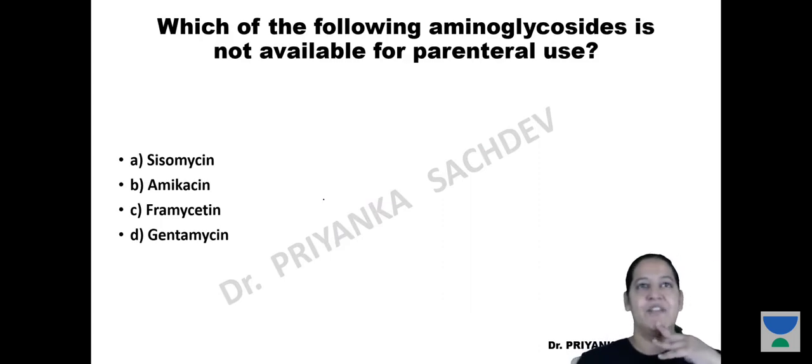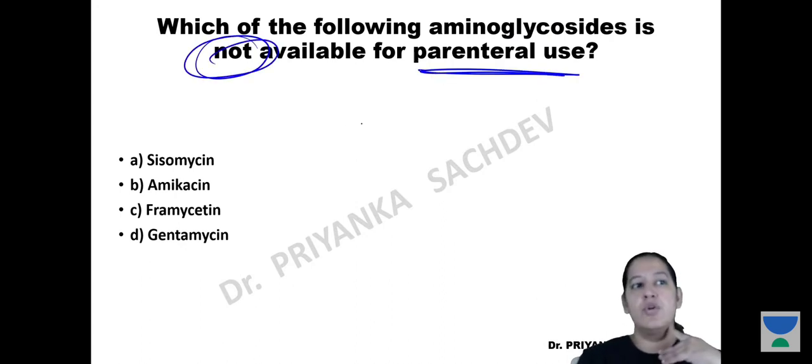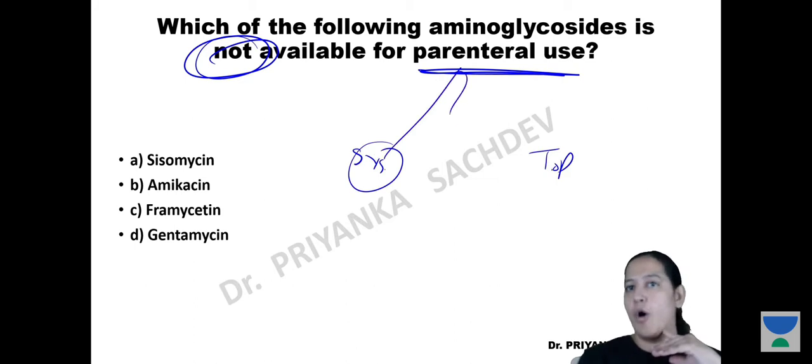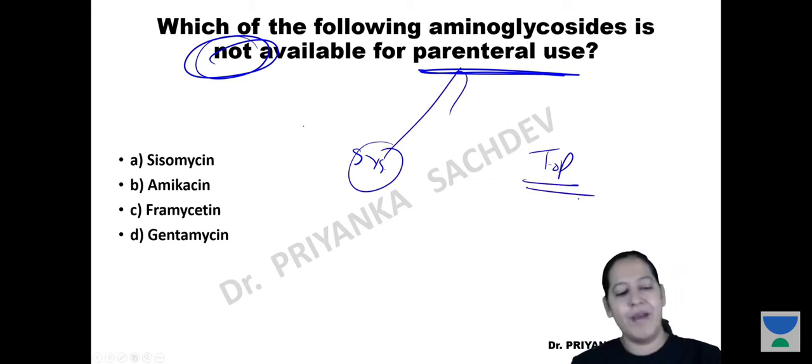Be fast. Which of the following aminoglycosides is not available for parenteral use? It is based on classification. I have told you systemic and topical. Systemic are parenteral, topical are non-parenteral. So in short, they are asking which of the following is topical. In topical, I have told you only 2 are there.